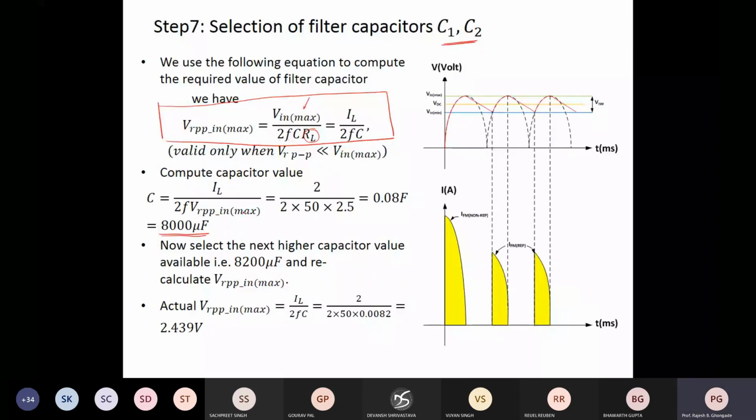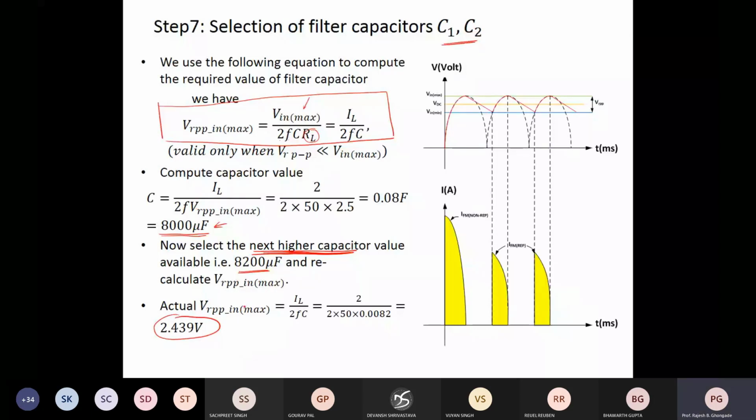This may not be a standard value. So we have to always select the next higher value. Remember, for capacitor selection, specifically when we are talking about the filter capacitor for a power supply, we have to always go for the next higher capacitor. So we select 8200 microfarad, and now you have to recalculate the ripple. It turns out to be 2.4, which obviously is less than the one we started off with, 2.5 volts.